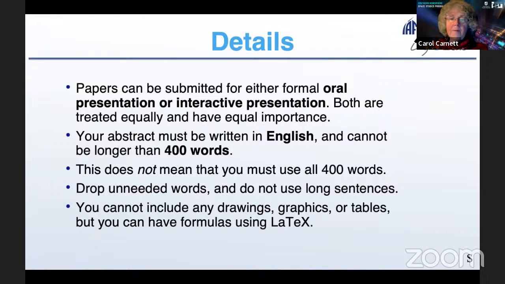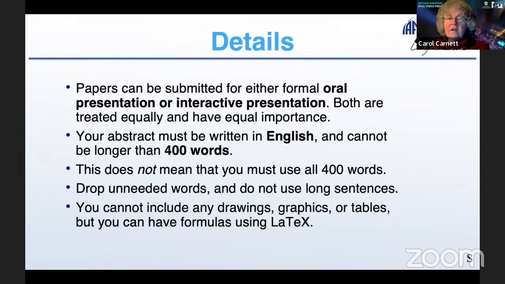Now, your paper can be submitted for oral or interactive. They're both treated equally and they have equal importance. But it's a different scenario because for the interactive presentations, you're not necessarily in the same venue. Your abstract has to be in English. It can't be longer than 400 words.